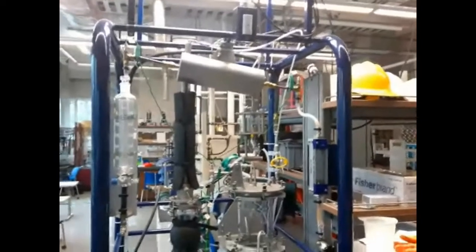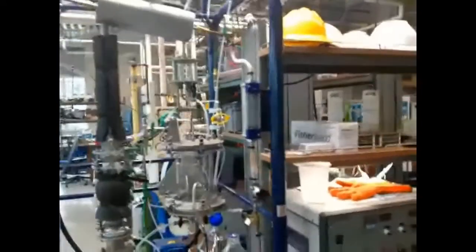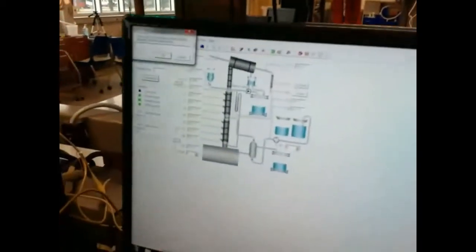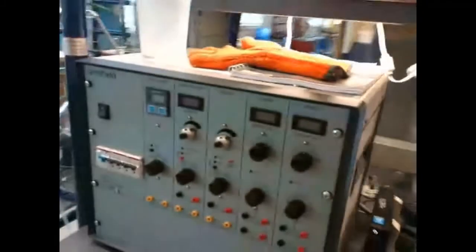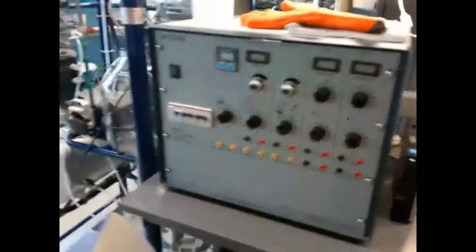This is a very common chemical engineering process that's used in industry. So it's a very nice piece of equipment. If you take a look here, we actually have a little screen that has a little diagram, and we can actually control the system with this module here. So that's one of our pieces of equipment.